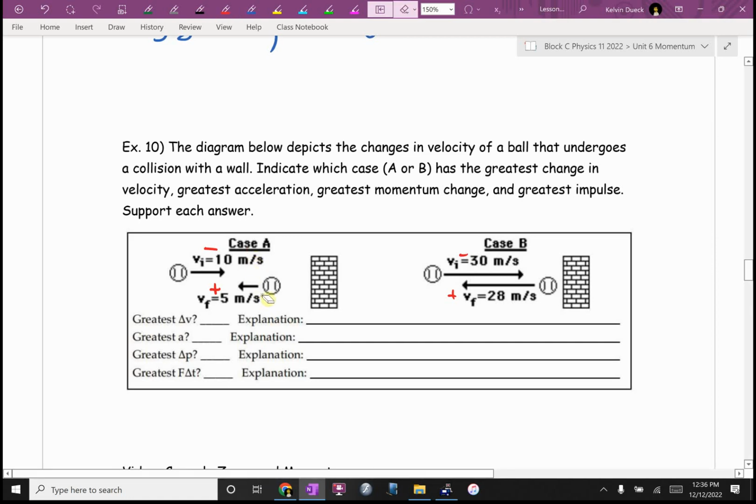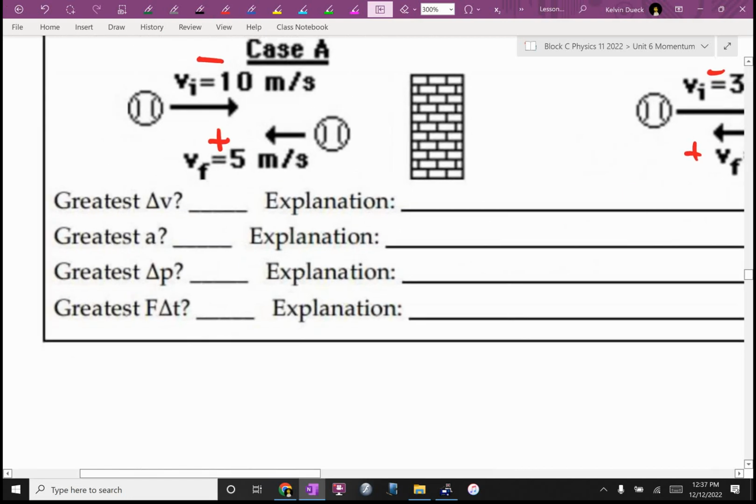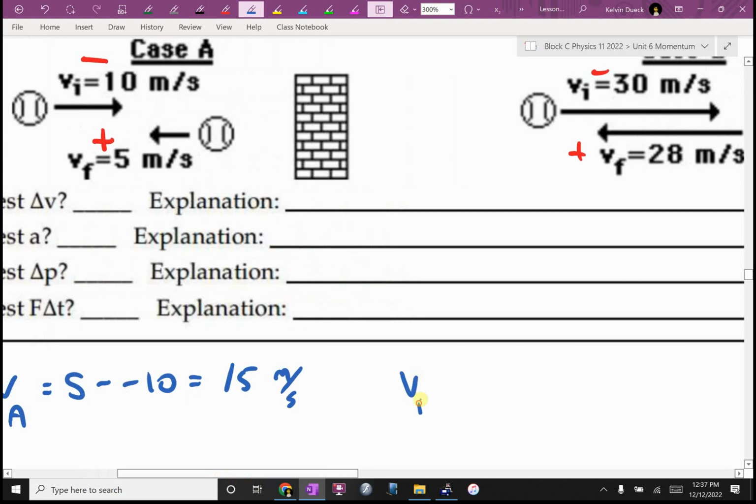To someone who does not have a physics background, they might say, oh, this has a change in velocity of 5. This has a change in velocity of 2. Is that correct? All right. Which one has the biggest delta V? Well, what is the delta V of case A? 5 minus negative 10, 15. Meters per second, not kilogram meters per second. I didn't multiply it by mass, but 15. What is the delta V of situation B?